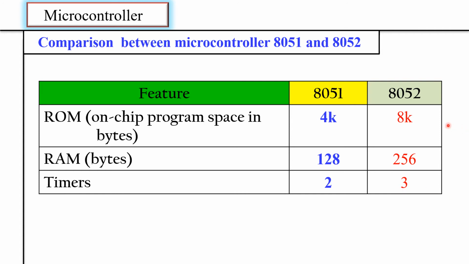The cost of 8051 is less than the cost of 8052. Both 8051 and 8052 are used in high volume applications and both allow us to write large programs. But in 8052 we can write larger programs than 8051. So this is nothing but a comparison of 8051 and 8052.